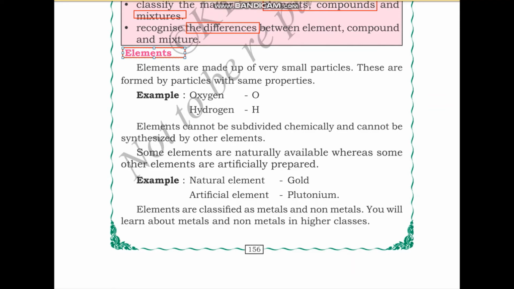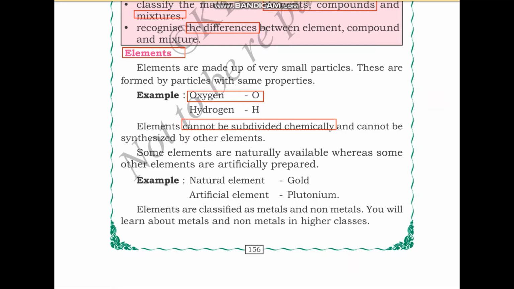For example, oxygen and hydrogen. Elements cannot be subdivided chemically and cannot be synthesized from other elements. If you have oxygen, you can't get oxygen from hydrogen, or hydrogen from oxygen. These are individual units, and you can't subdivide them chemically. No matter how many times you divide, you will still be left with atoms of oxygen only.